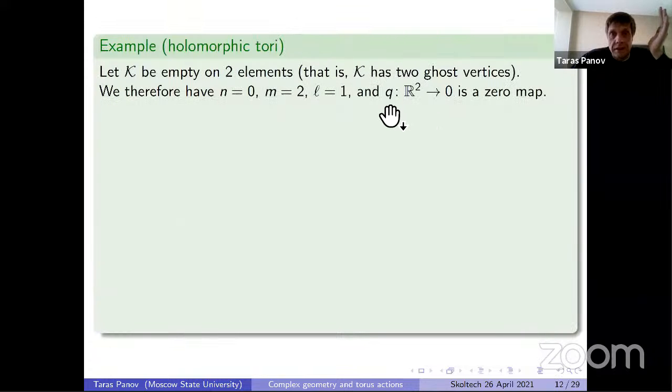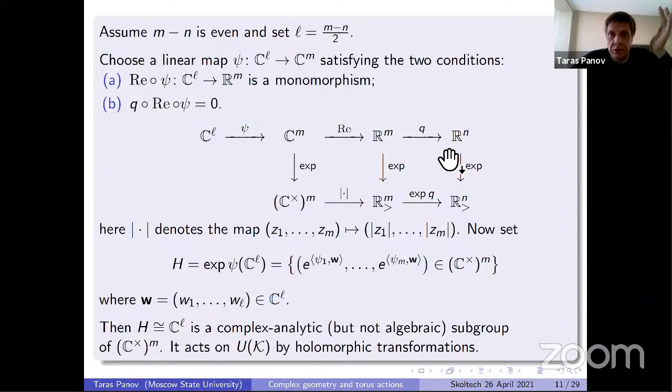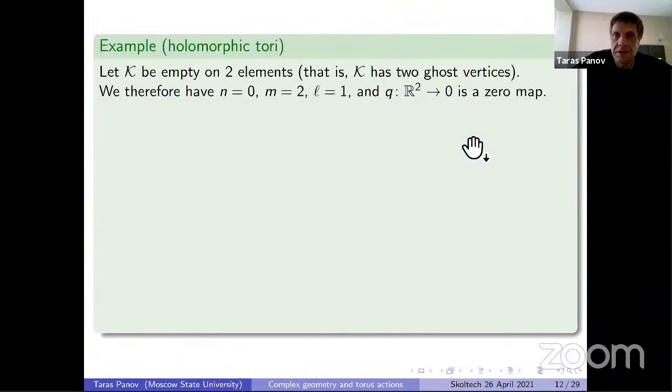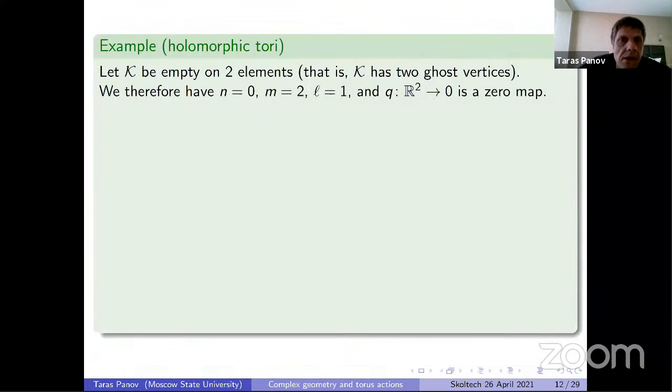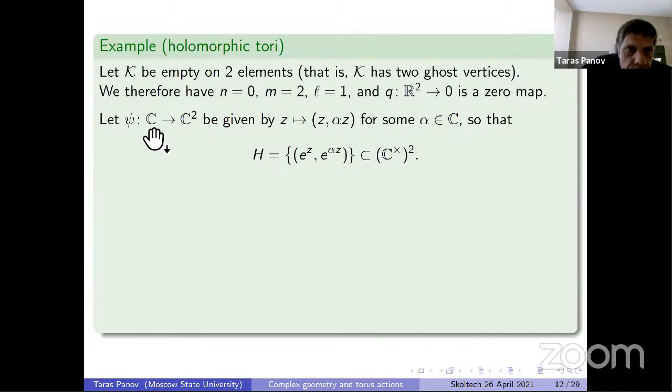And obviously, this Q maps from R2 to R0. This is a 0 map. So this condition is void, but this condition is still non-trivial. So L is 1, so you need to map C into C2. So you can always write it like this, some parameter alpha, and then your subgroup consists of those exponents.